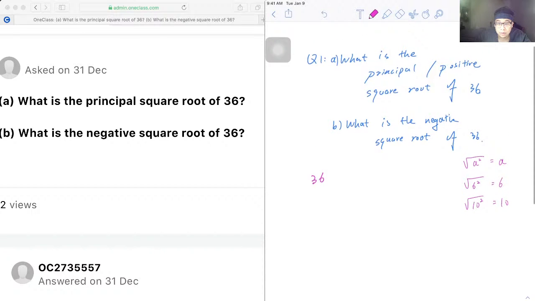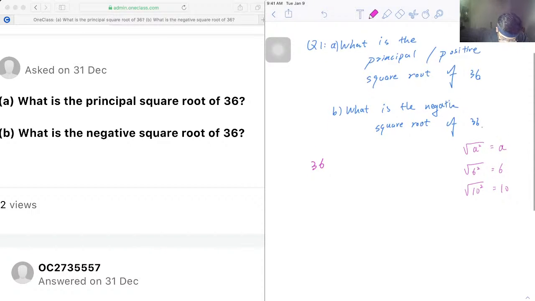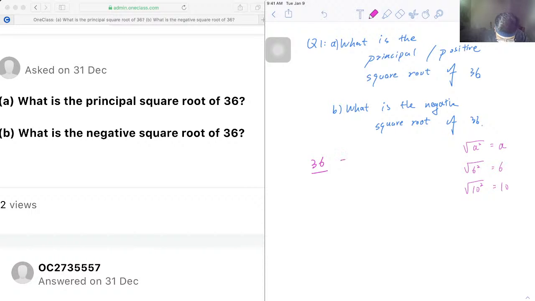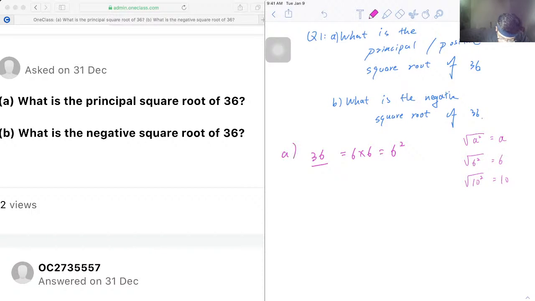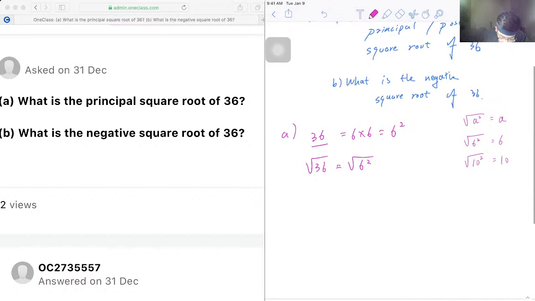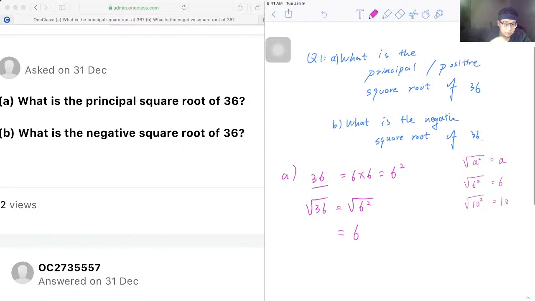Since we're looking for the square root of 36, let's have 36 right here, and 36 can also be written as 6 times 6, right? Because 6 times 6 is equal to 36, which is also equal to 6 squared. Okay, and now this is A, and if we apply the square root on both sides, we will have 6, the positive square root. Yeah, so that's all we have for part A.